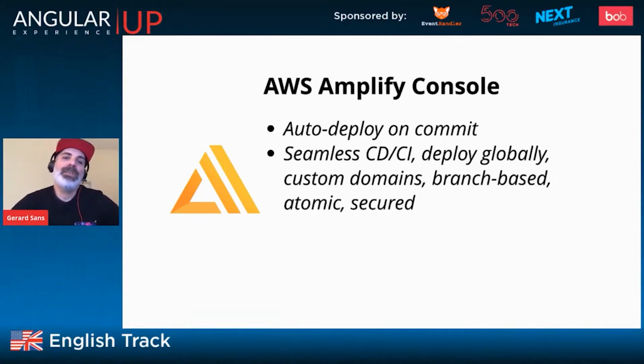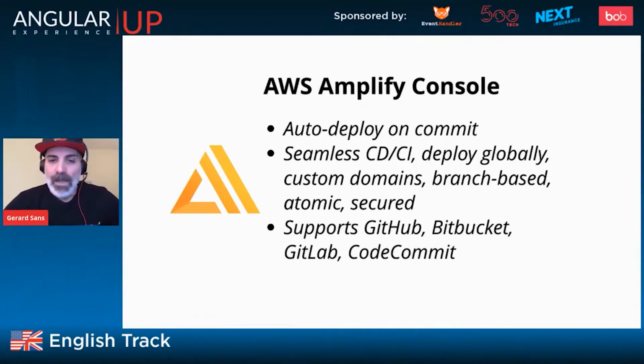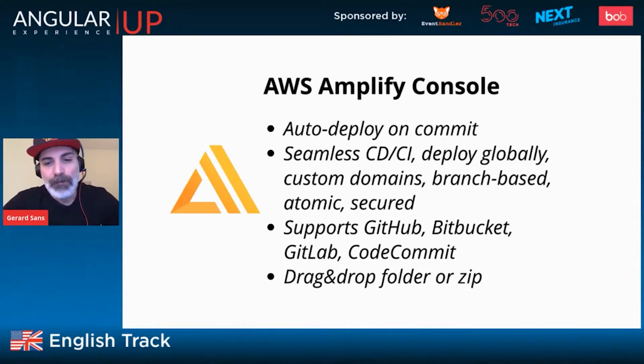This will give you seamless CI/CD and also come with all of these nice features, which are deploying globally, having access to custom domains, and also using branch-based deploys. Of course, this is an atomic deploy, so if it fails at any stage, it will just roll back changes, so your release won't be affected. You can also secure access to these different environments and releases. So you can share this, for example, with the QA team. These are some of the hosting repositories that are supported. So we have GitHub, Bitbucket, GitLab, and CodeCommit. And there's also a manual option.